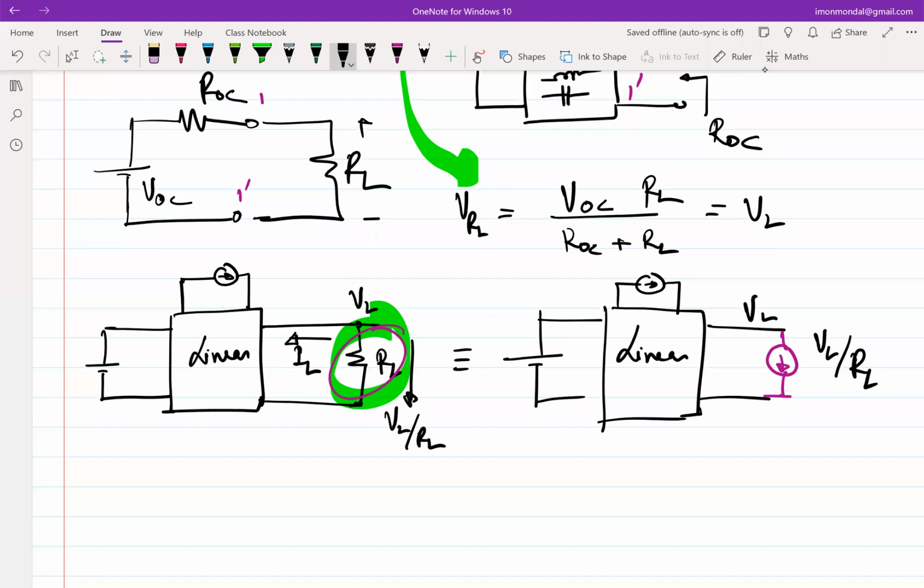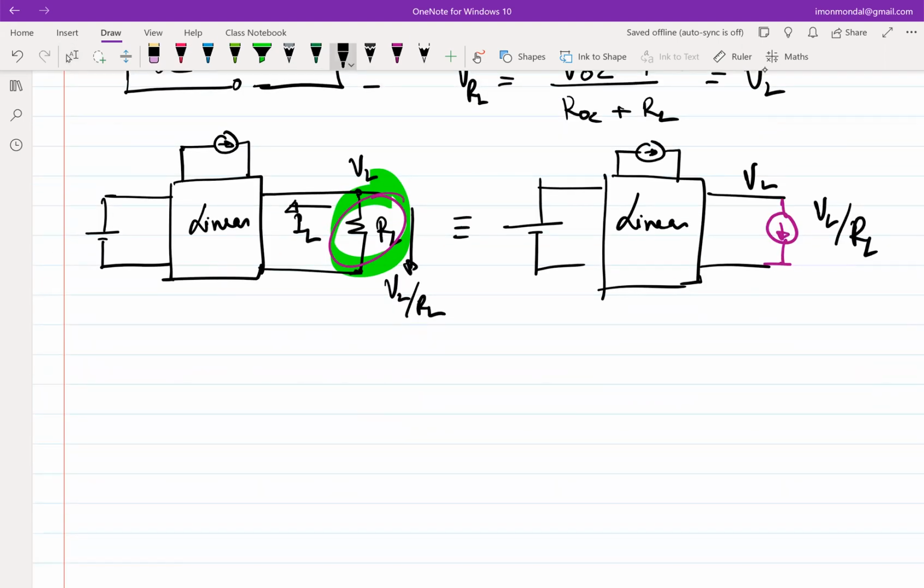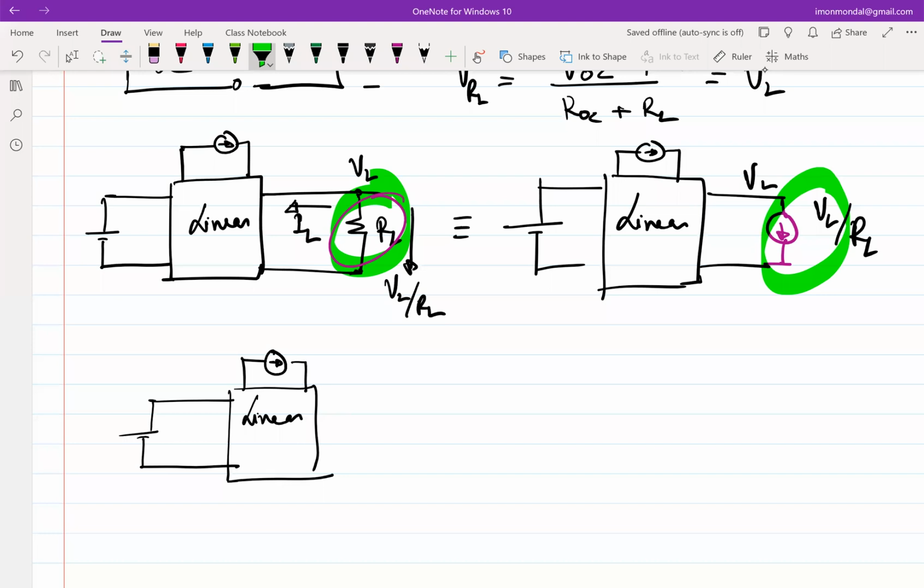If the network inside is linear, I can find VL by superposition where the two superposed networks are the following. I have this linear network, and I will retain the sources here. But note that since this is a current source, I will not use that current source in the calculation in the first circuit. So essentially, I will desensitize that current source and figure out what is my output voltage. Let me call it VO1.